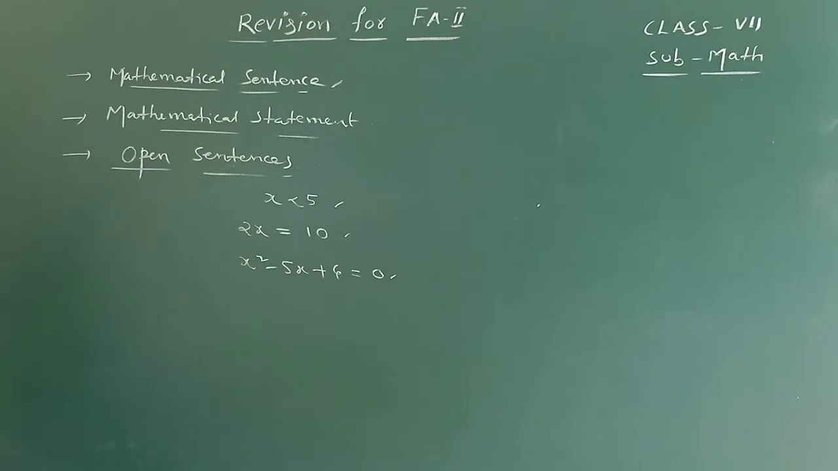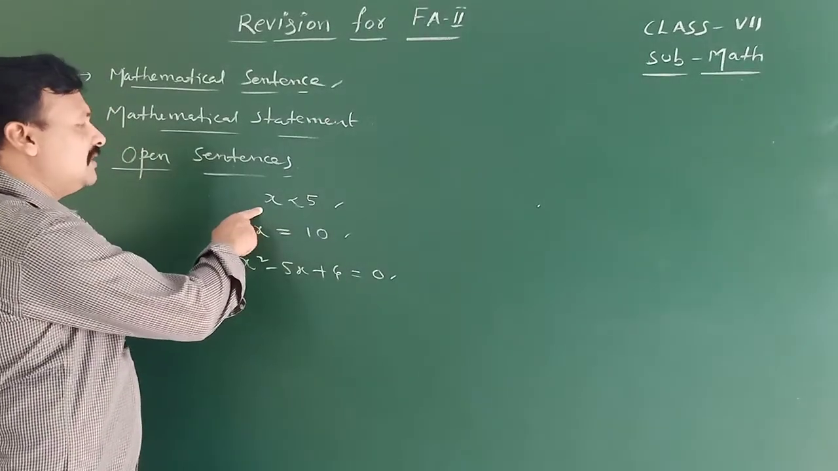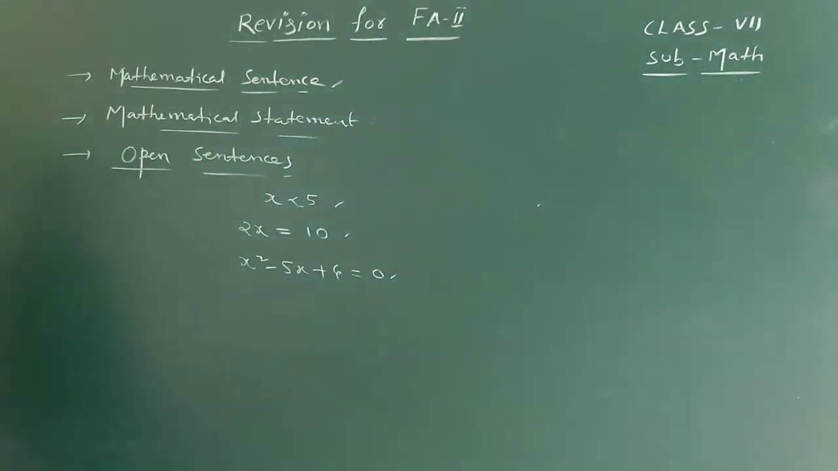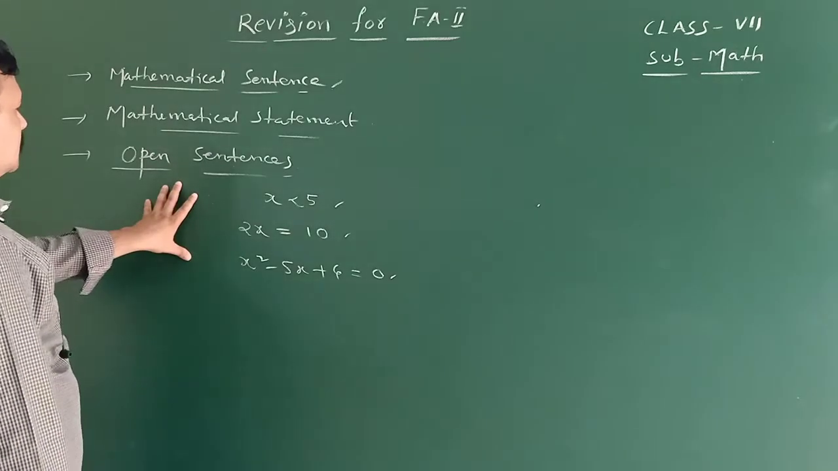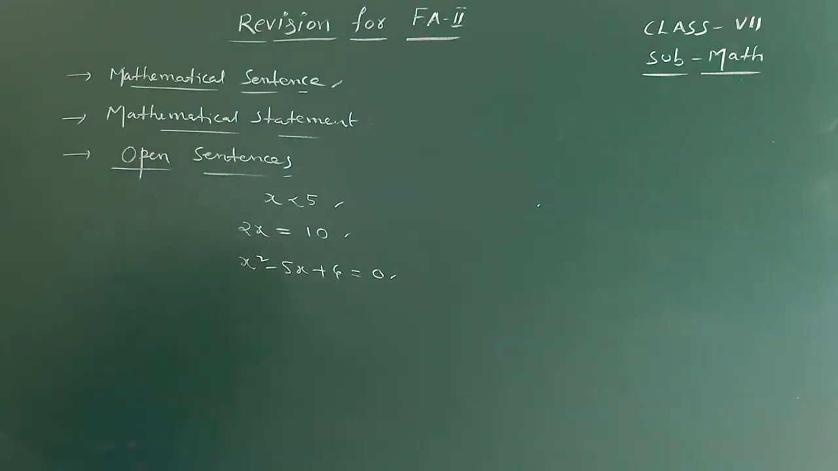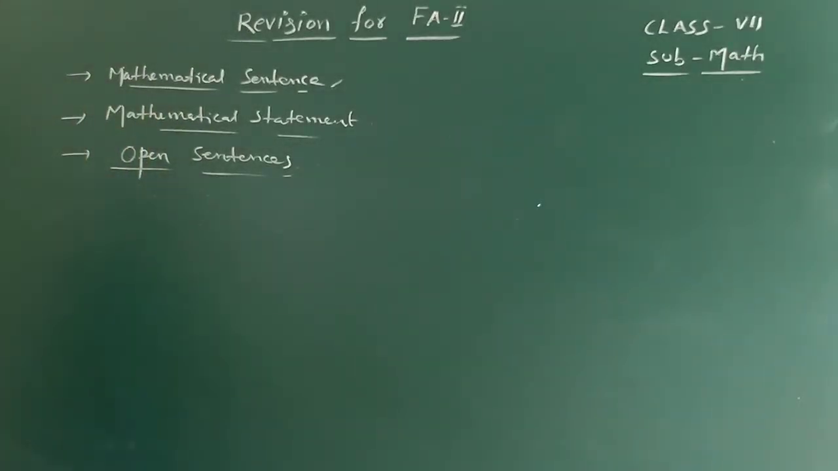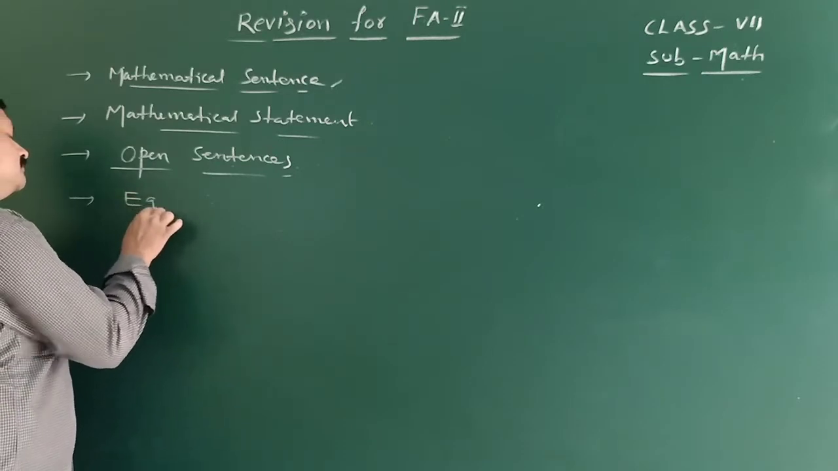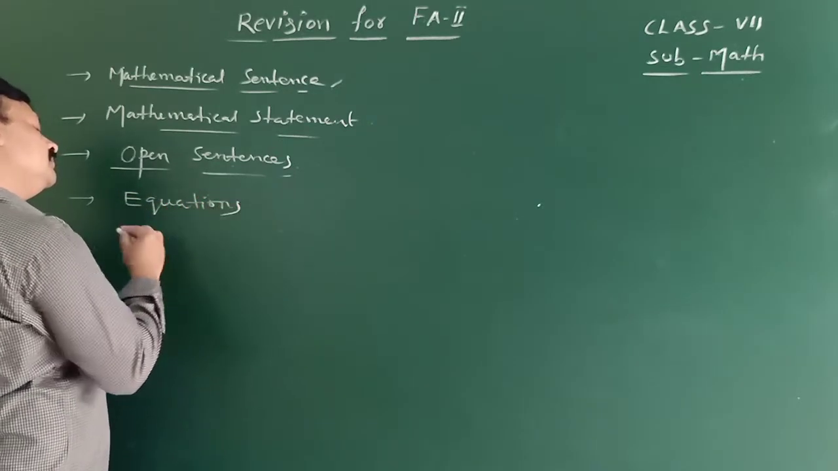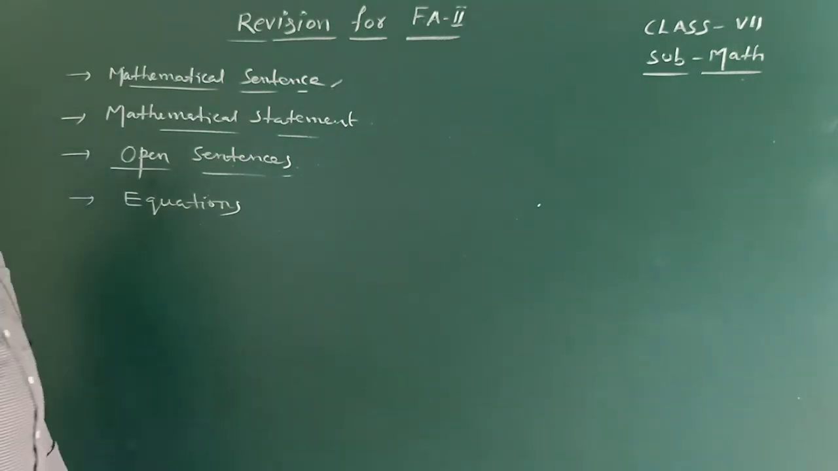Here one important thing, open sentences contain at least one variable. Without a variable it can be judged, either true or false. If a variable is given, we can't judge that one. That's why an open sentence contains at least one variable. Next, an open sentence containing an equal sign is called an equation.